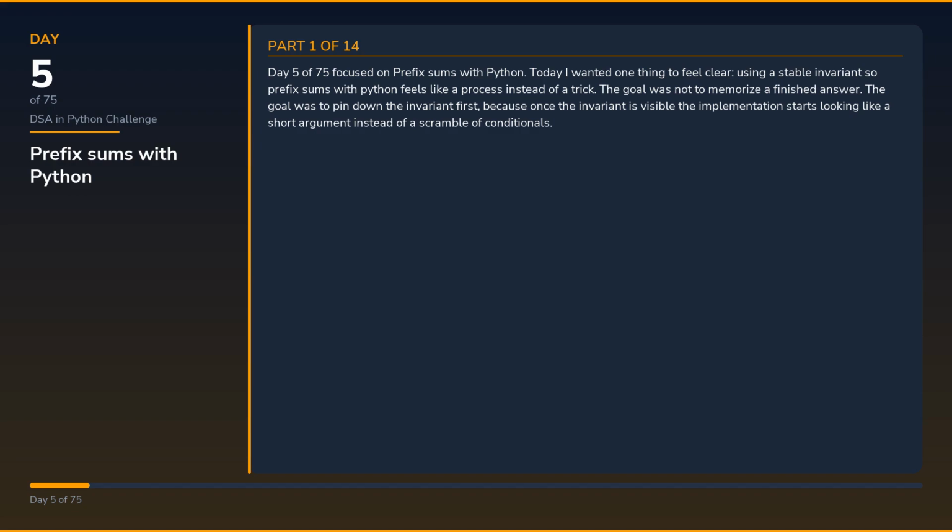Day 5 of 75 focused on prefix sums with Python. Today I wanted one thing to feel clear. Using a stable invariant so prefix sums with Python feels like a process instead of a trick.